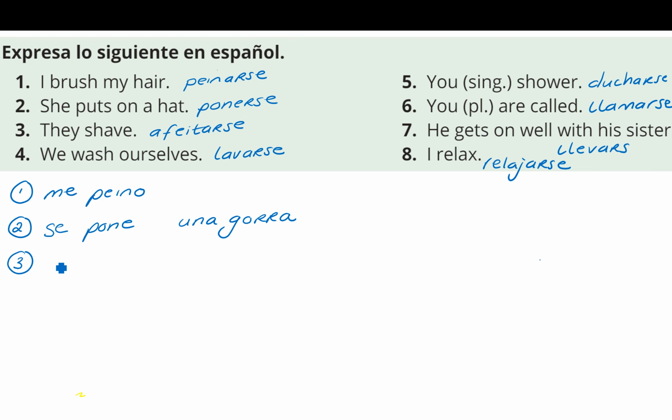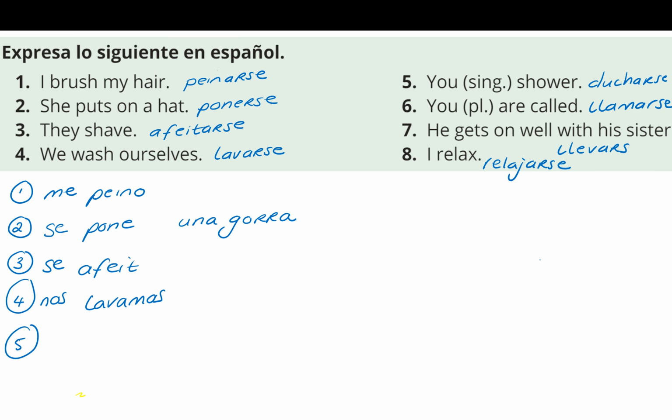They shave would be afeitarse. Take off the se: se afeitan, take off my AR, add the correct ending for they, which is an. Número cuatro, we wash ourselves. The verb is lavarse. Take off the se, write in my correct reflexive pronoun, which is nos. I need to change my ending. Nos lavamos. The more you practice this, the more automatic it gets.